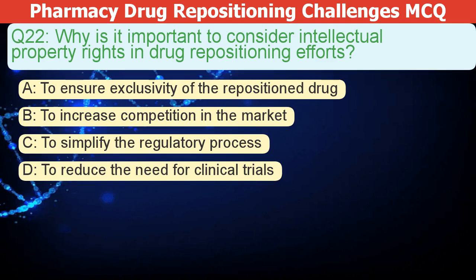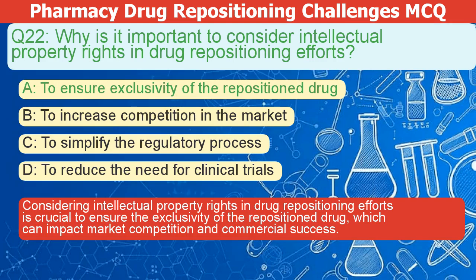Why is it important to consider intellectual property rights in drug repositioning efforts? A. To ensure exclusivity of the repositioned drug. B. To increase competition in the market. C. To simplify the regulatory process. D. To reduce the need for clinical trials. The correct answer is A.